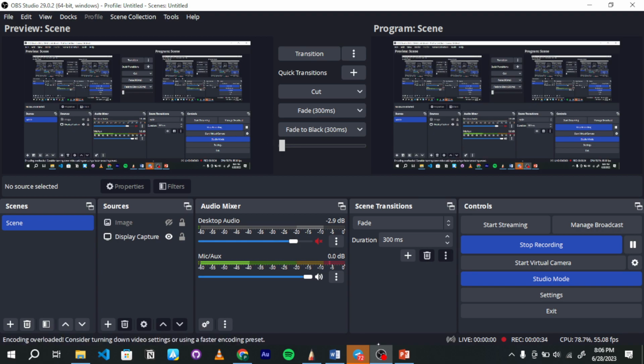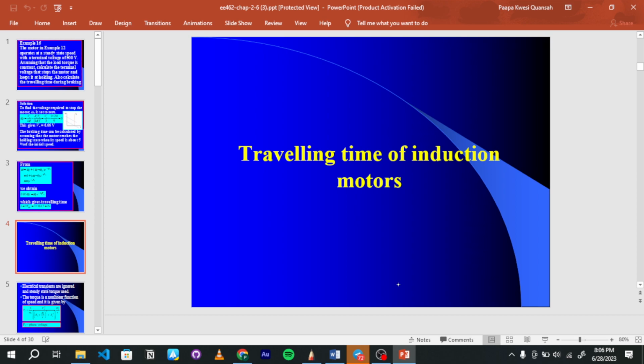Okay. So today we look at traveling time. We go to the traveling time of induction motors. Last time we dealt with the traveling time of DC motors, right? And we saw the formula for the traveling time of DC motors. Today we look at how to find the traveling time of induction motors.